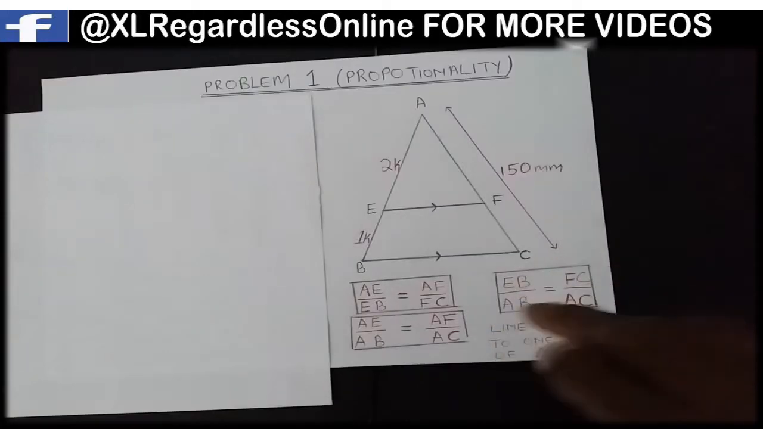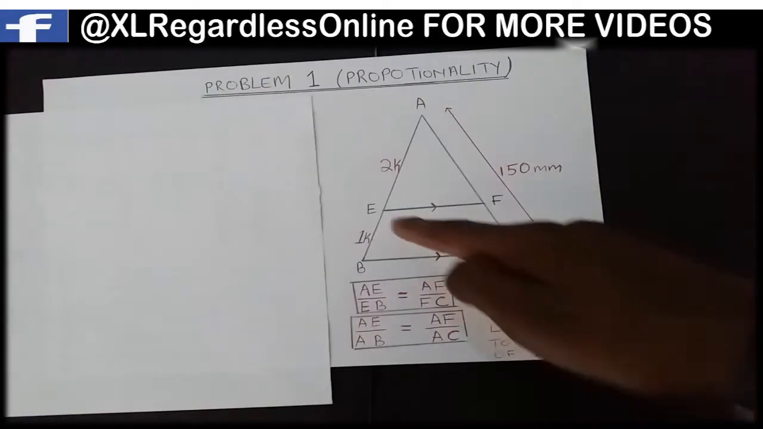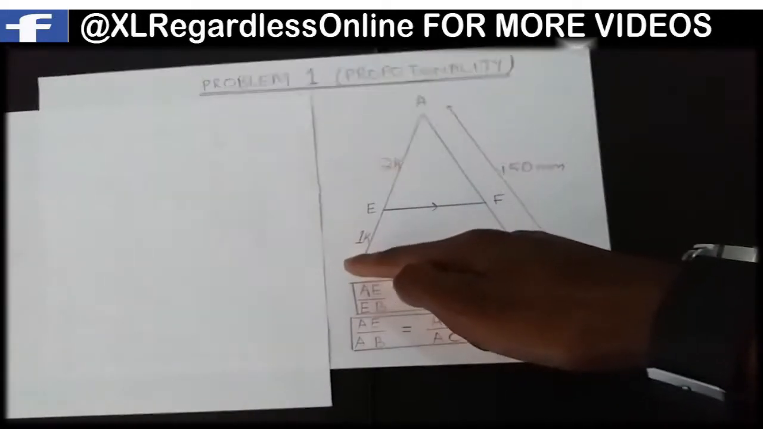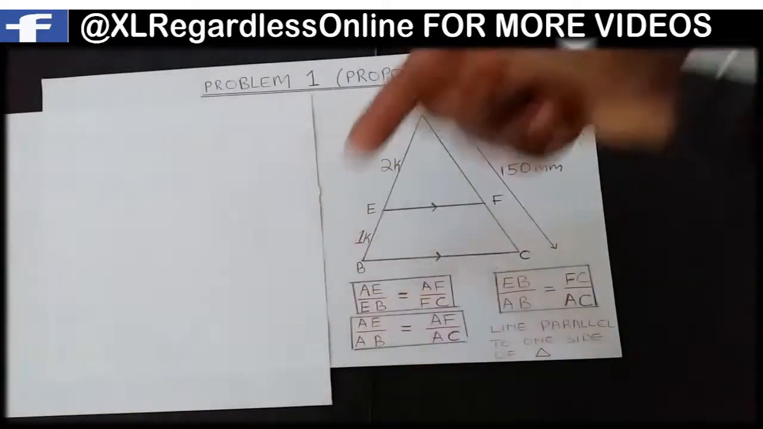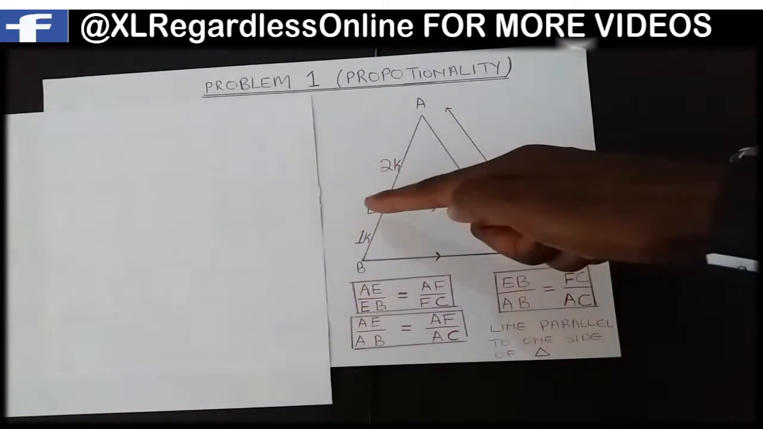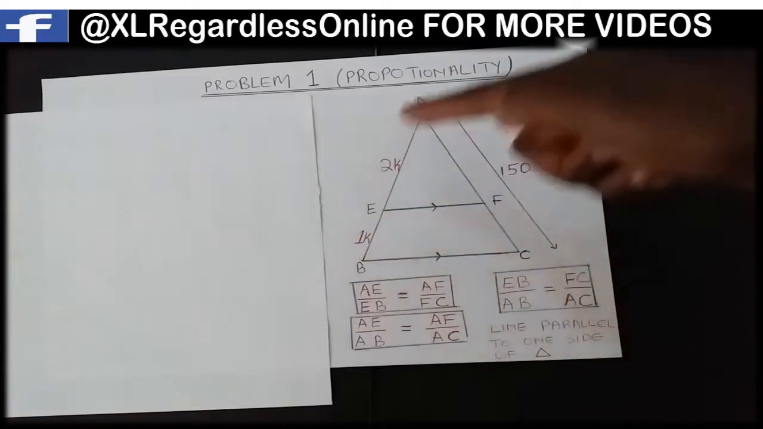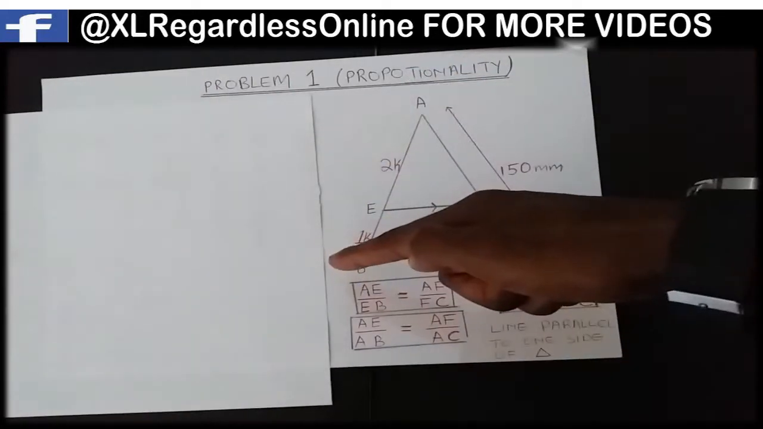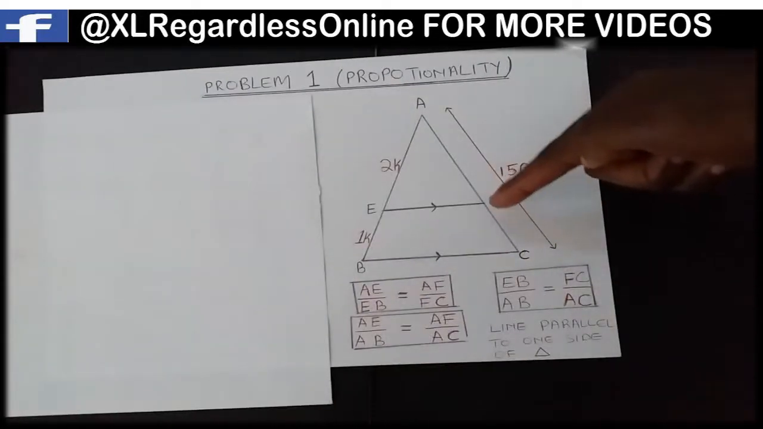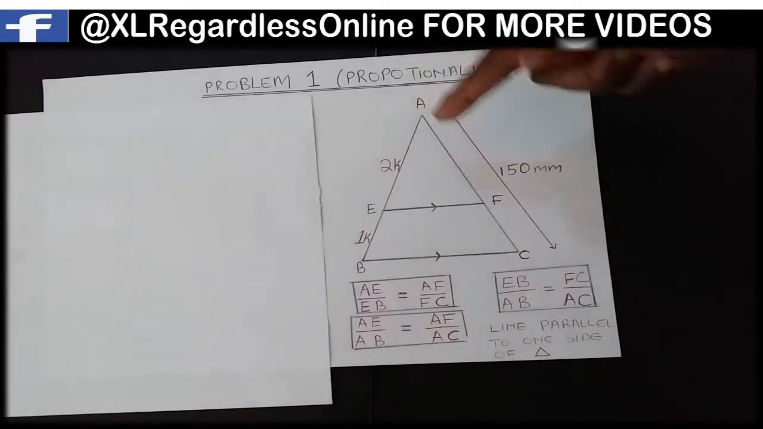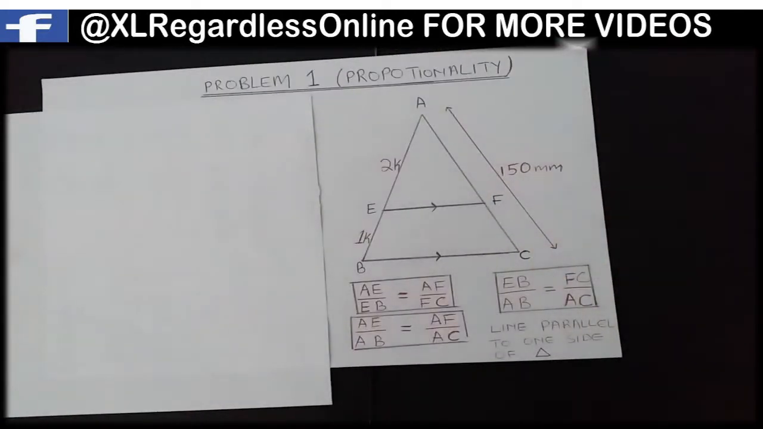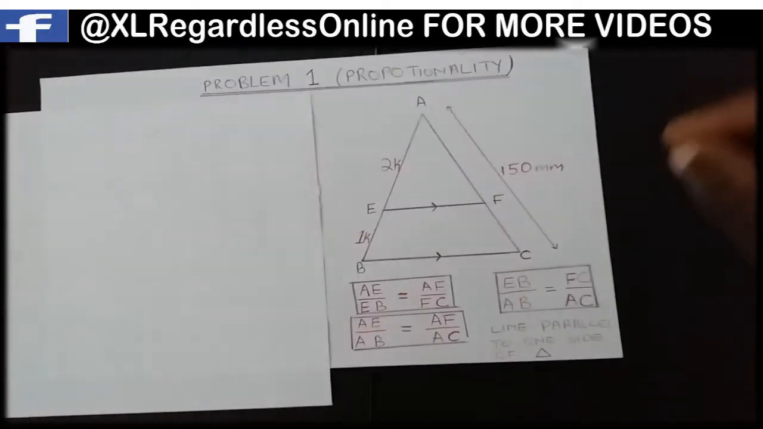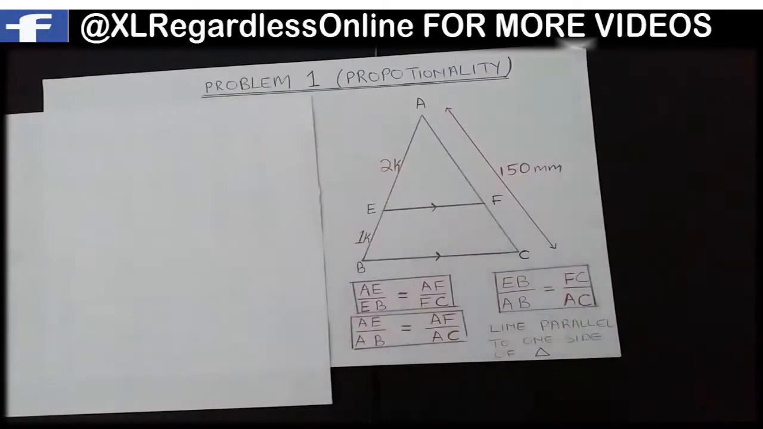So what are we going to write for the third one? We are going to write EB all over AB. It cannot be BE because remember, we're moving in that direction. So it's going to be EB all over AB. This side is going to be FC all over AC. That's how we are moving. So that's how you must first write your 3 ratios.